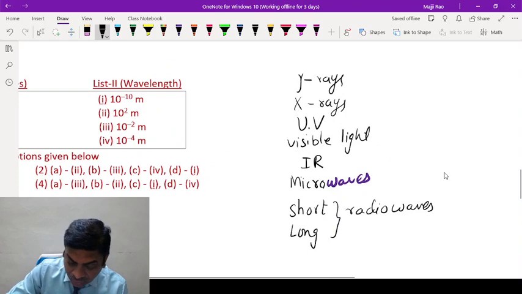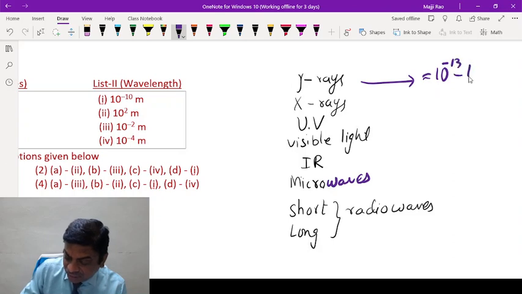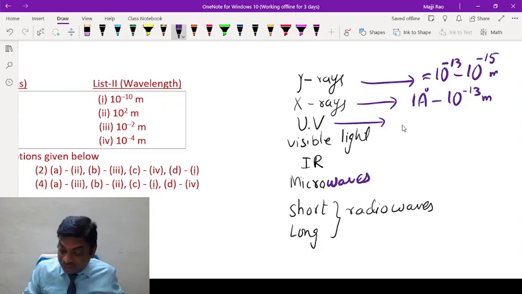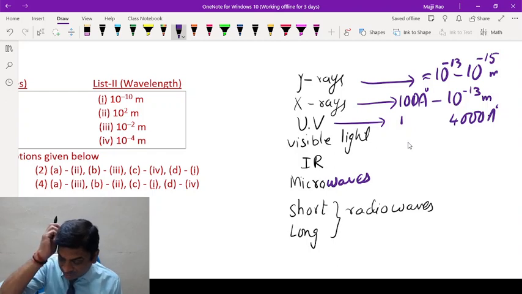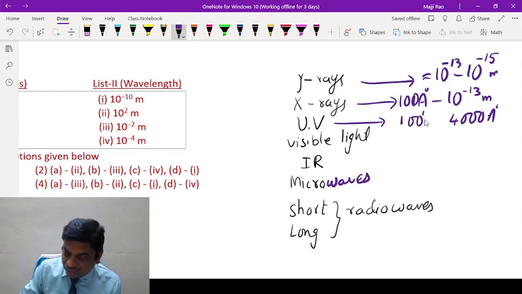Okay. So approximately, gamma rays are of the order of 10 to the power minus 13 to 10 to the power minus 15 meter. X-rays are in the range of 1 angstrom to 10 to the power minus 13 meter. Ultraviolet light from violet onwards. So violet has a wavelength of 4000 angstrom. So you can take this as even 100 angstrom also. So from 100 to 4000.